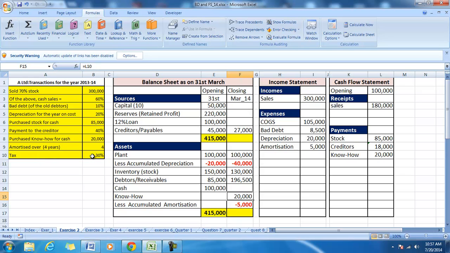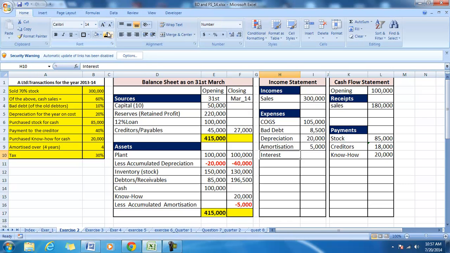Tax. The tax is charged on the profit. So first we have to determine profit, but before we determine profit we have to charge interest on the loan because of the accrual principle. So 0.12, and let us assume that we pay the interest. The entire expense is a payment, no payables for interest. Since we have shown all the transactions, we'll find the profit.